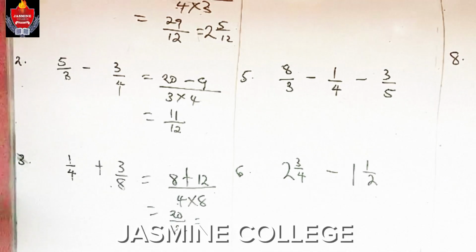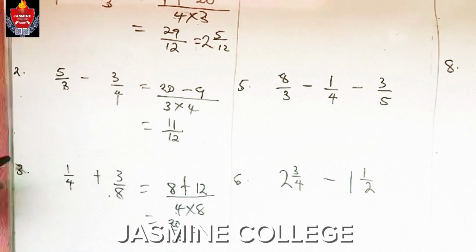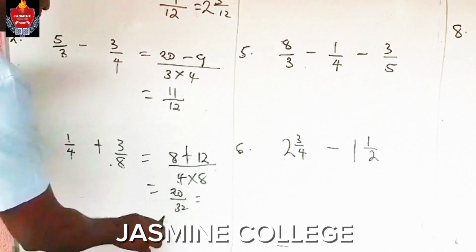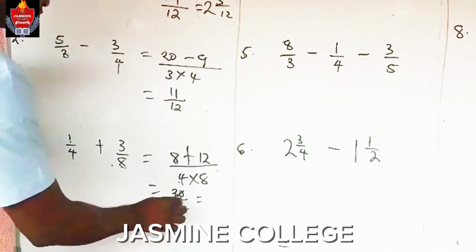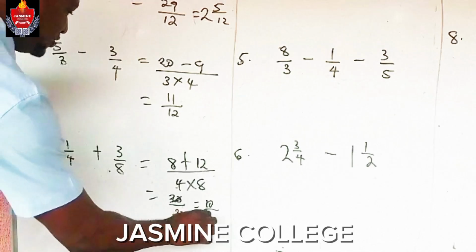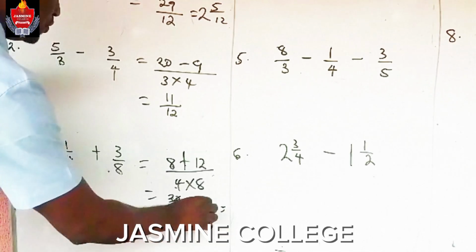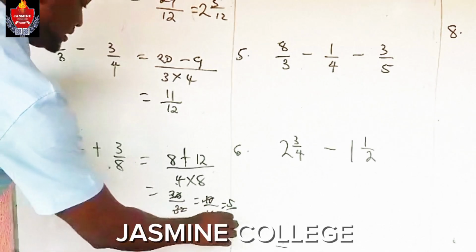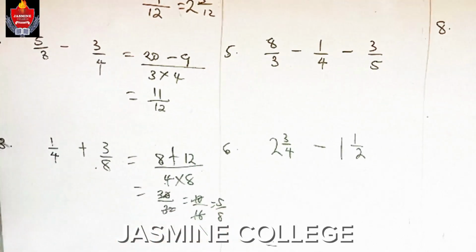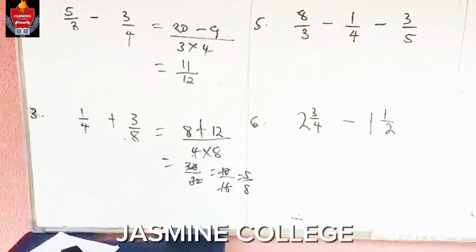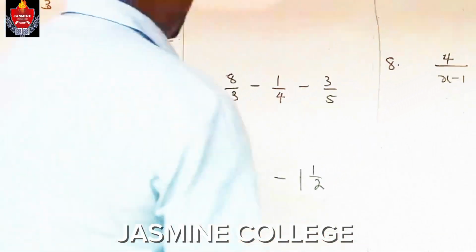Of course, this 20 over 32 is a reducible fraction, so there's still something that can go into 20 and 32. Of course, let's take advantage of 2. 2 goes into 20 10 times, 2 goes into 32 16 times, 2 can still go. 2 goes into 10 5 times, and 2 goes into 16 8 times. You must always try and reduce your fraction to the lowest term. Very, very crucial.